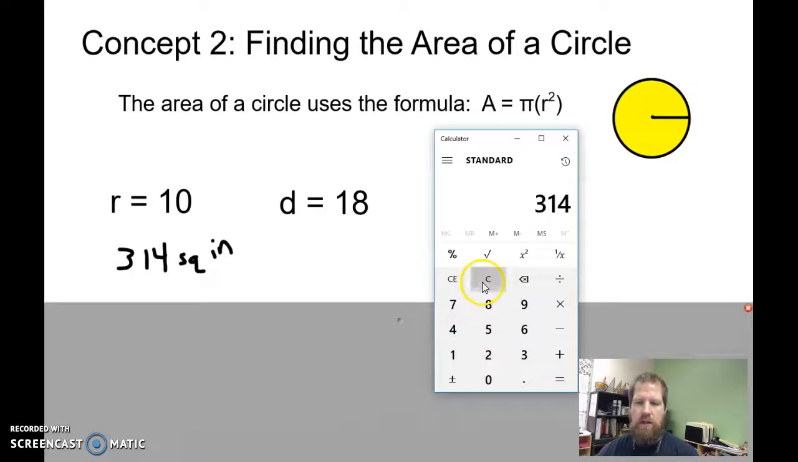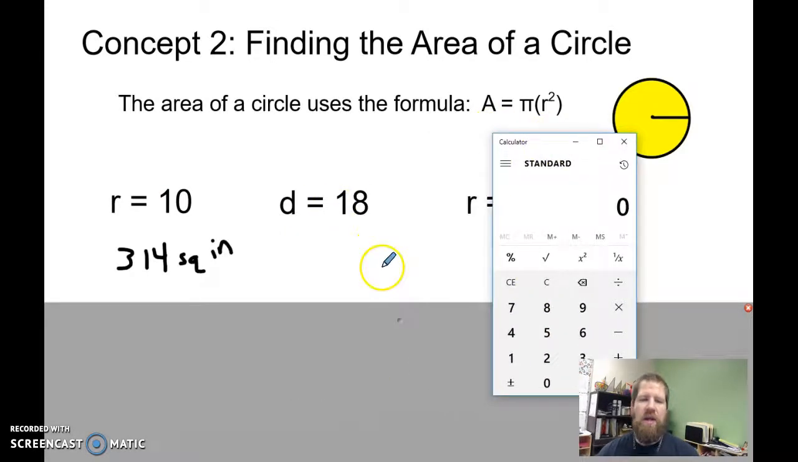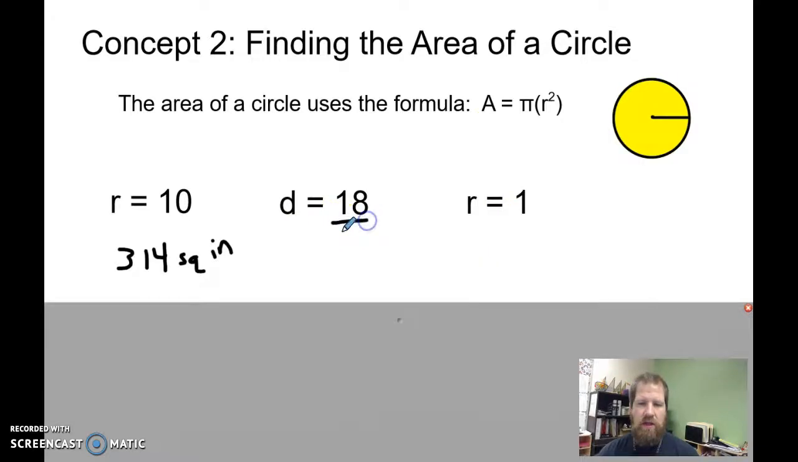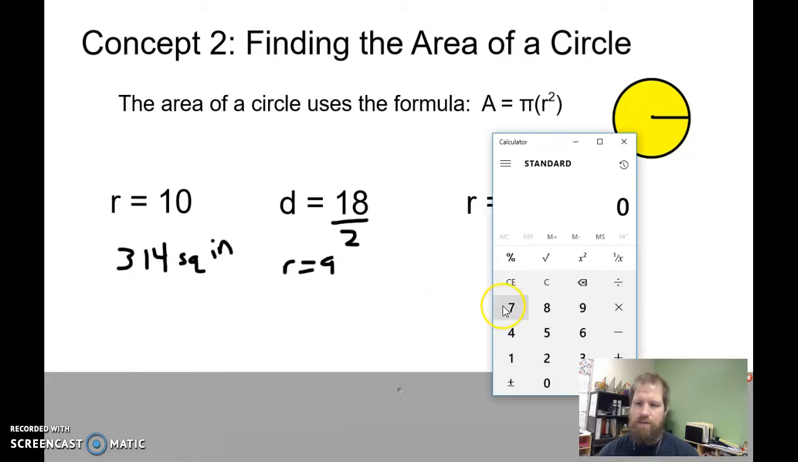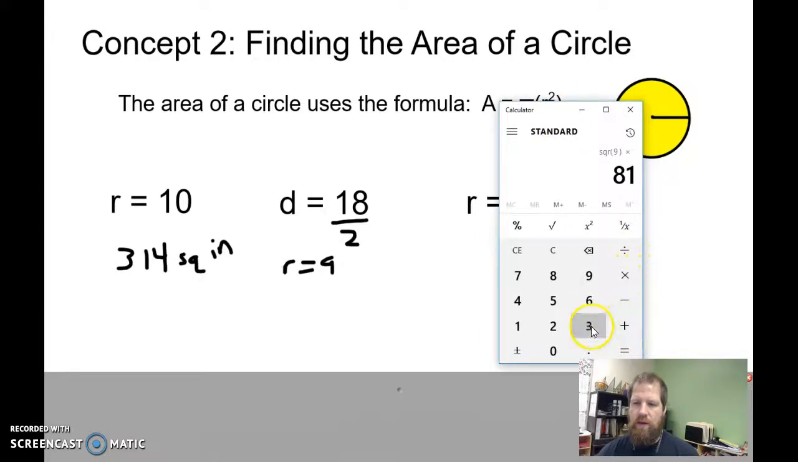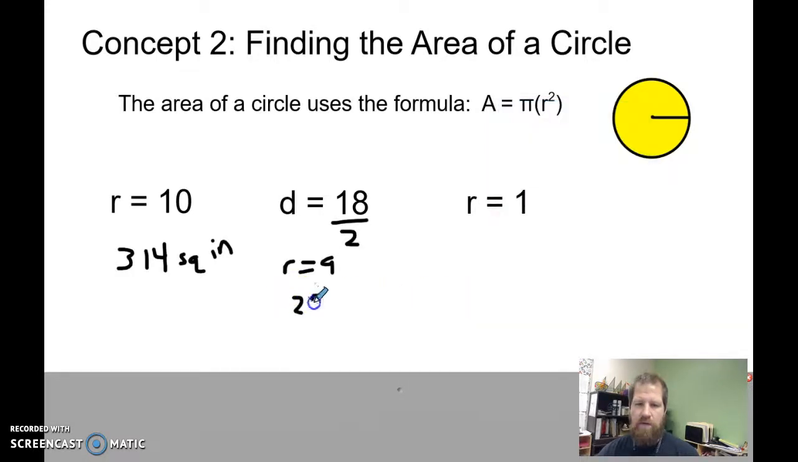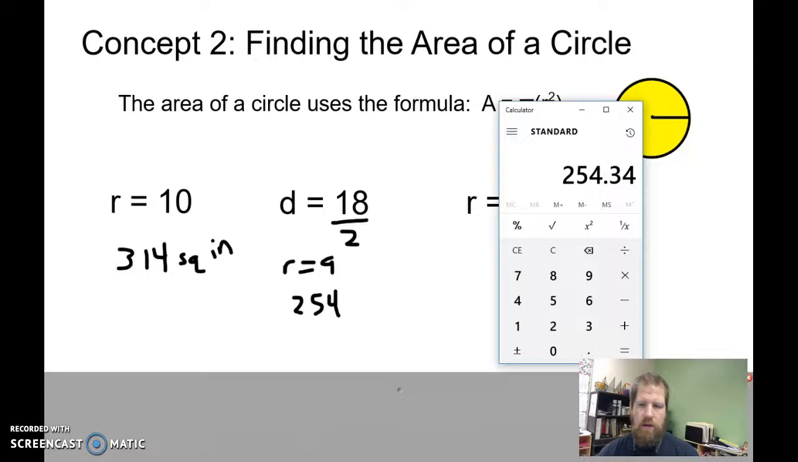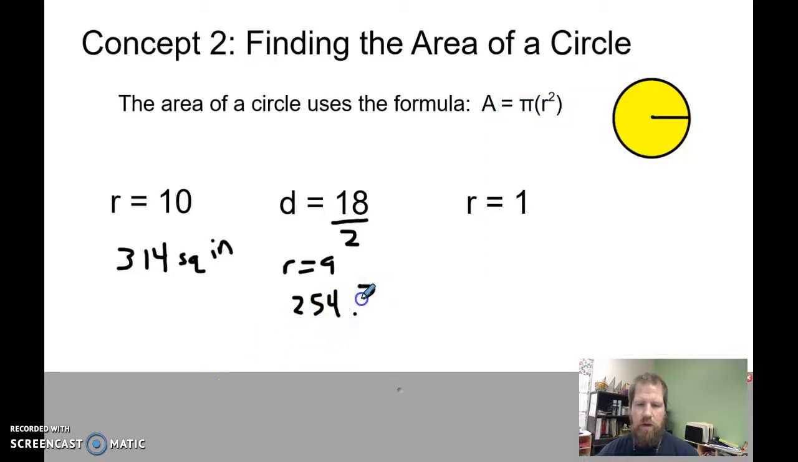Now, second one, we're not given radius, we're given diameter. So the first thing we have to do is divide by 2. If the diameter equals 18, the radius should equal 9. And I'm going to take 9, square it, should be 81, and then multiply that by 3.14. Okay, and I get 254.34. 254.34 is my area.